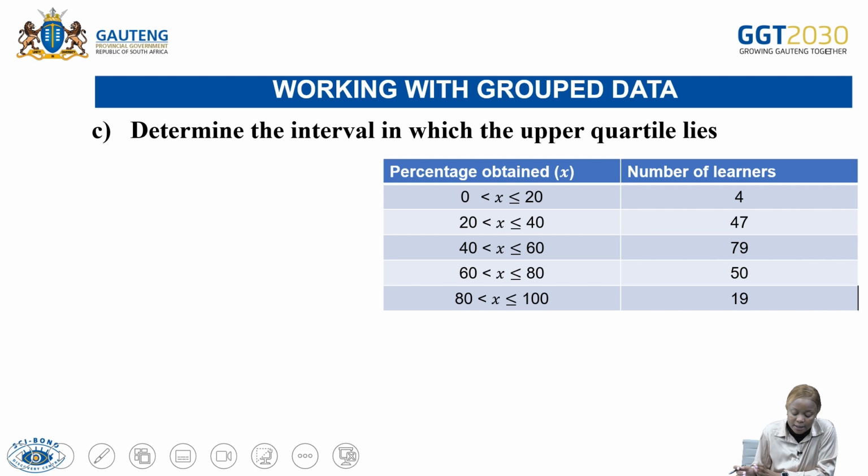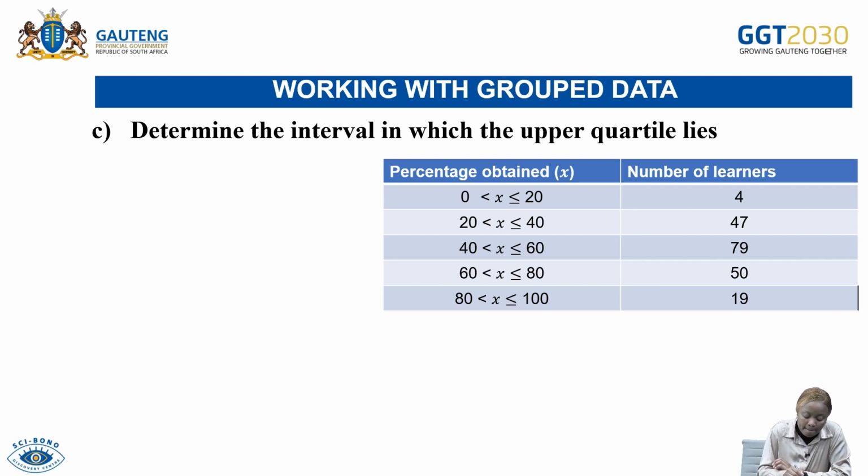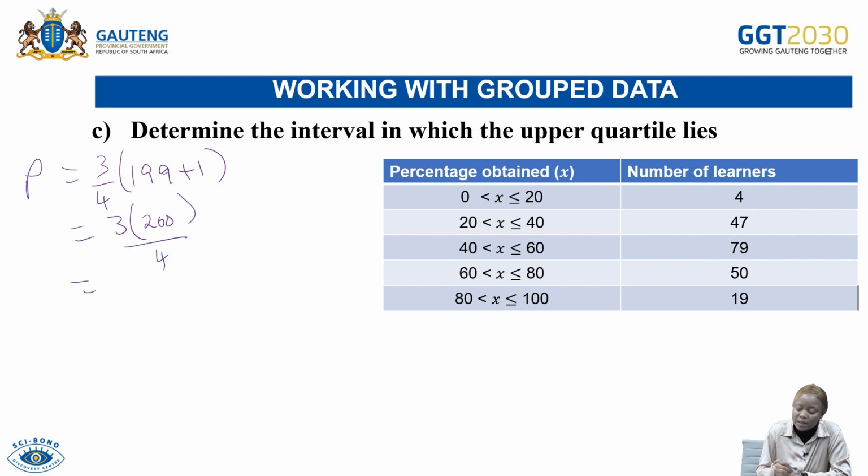Let's look at letter C. It says determine the interval in which the upper quartile lies. Remember I said to you, to find the upper quartile, the position is going to be 3 over 4, and then inside the bracket, you'll have 199 plus 1. So it is going to be 3 times 200 divided by 4. 3 times 200 is going to give you 600. And then you need to divide it by 4. If you divide it by 4, you'll get 150. So in position 150, you should have your upper quartile.